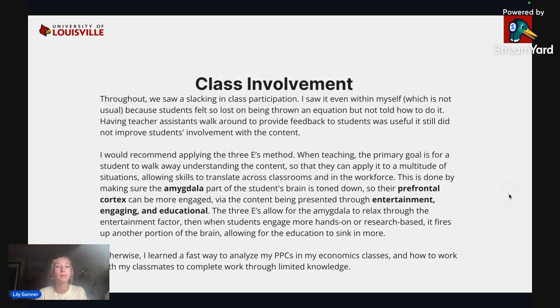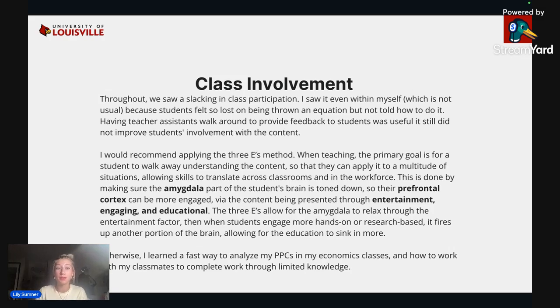So, class involvement. Throughout, we saw a slacking in class participation. I saw it even within myself, which is not usual at all. And for myself, I know personally, and I don't want to speculate into the mindset of multiple classmates, but students felt a lot. I personally felt lost whenever I would be thrown an equation but not told how to fully do it. And having the teacher assistants walk around to provide that feedback to students was very useful, and it still did help with things, but it also didn't fully improve my skills with the content itself.